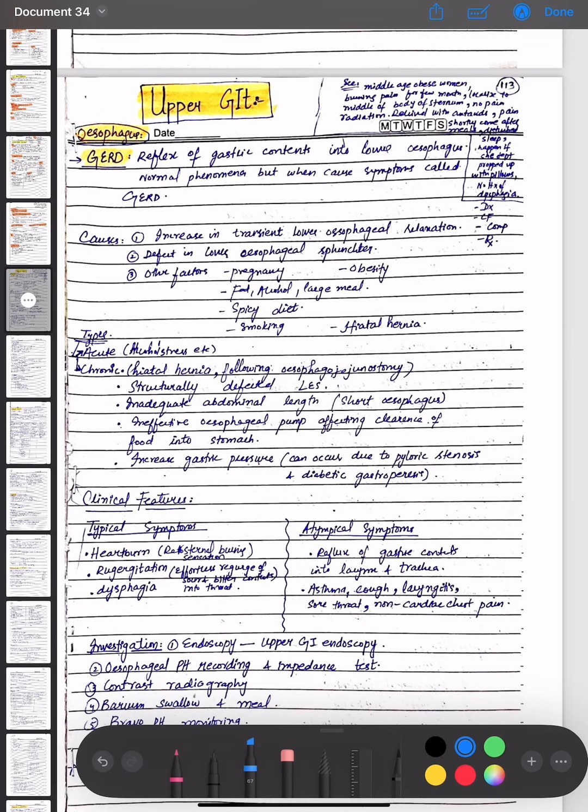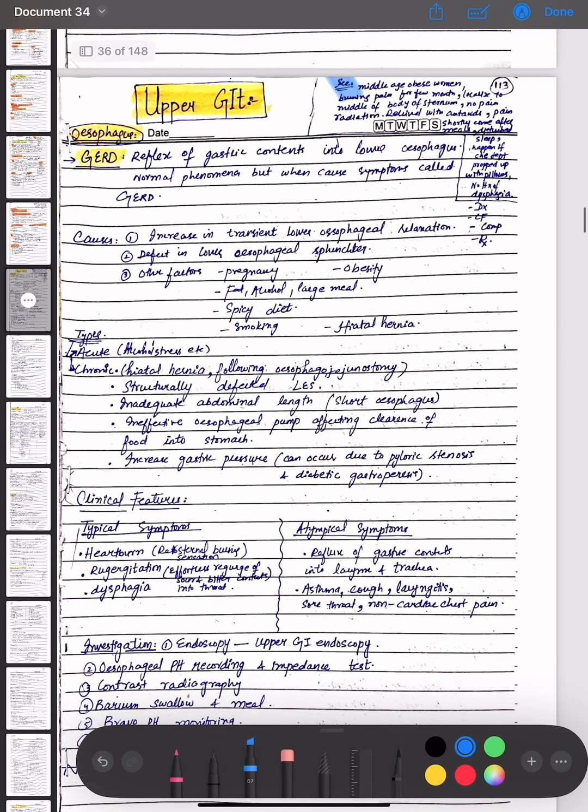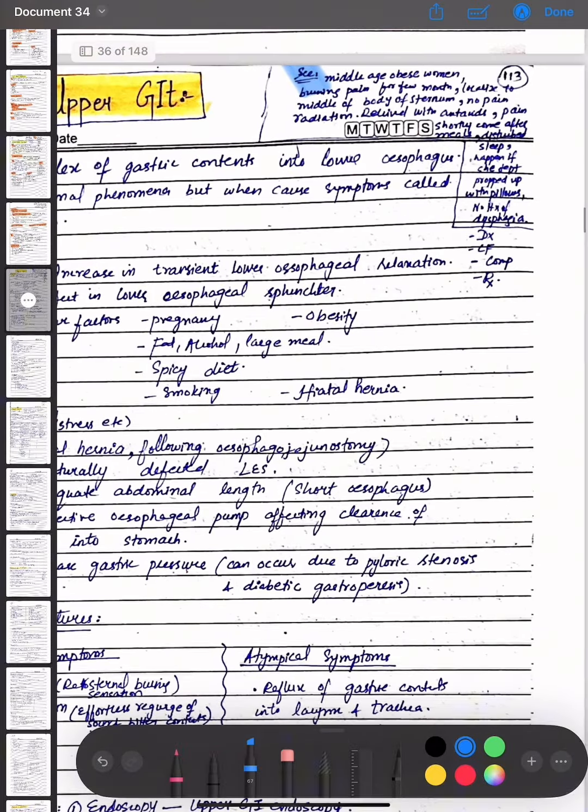We are having a scenario which states that there is a middle-aged obese woman having burning pain for a few months. It is localized to the middle of the body of the sternum, with no pain radiation, which is relieved with antacids. Pain shortly comes after meals. Disturbed sleep happens if she sleeps propped up with pillows. There is no history of dysphagia. Diagnosis, clinical features, complications, and treatment are asked.